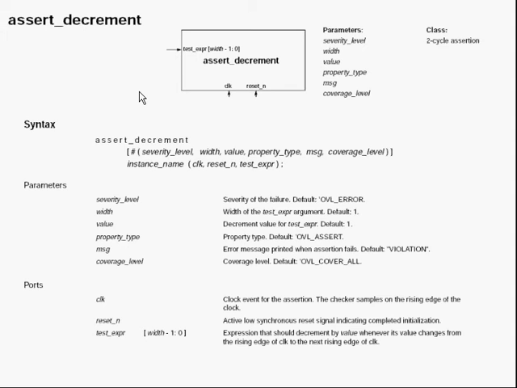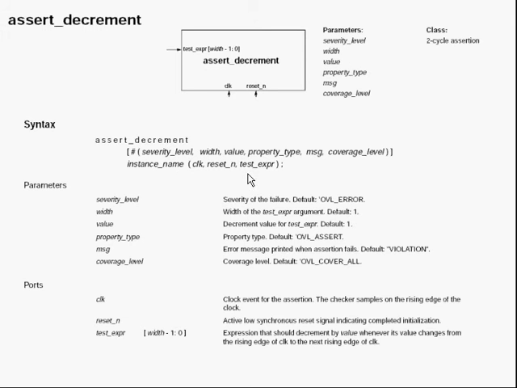We are going to discuss assert decrement. Assert decrement comes under the class of two cycle assertion. What are the parameters here? Severity level, property type, message, coverage level. Those four are the basic things. The extra things we have added here are width and value.